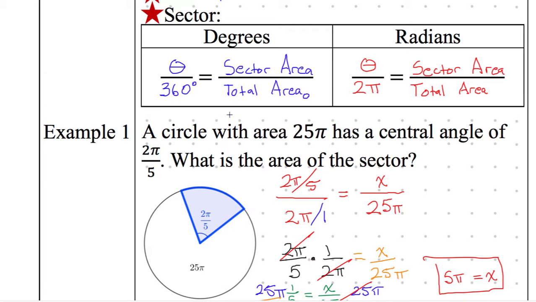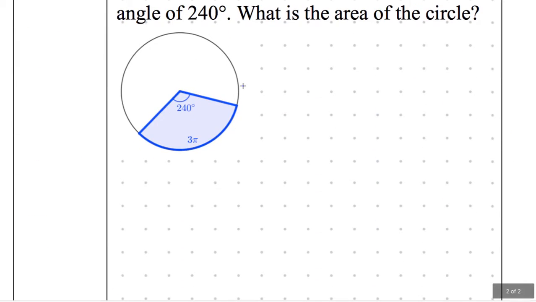All right, so we are in degrees. That means we're using this left-hand equation. I will take the liberty of copying that equation down. When I copy that blue equation down, I have theta divided by 360 degrees is equal to the sector area over total area.